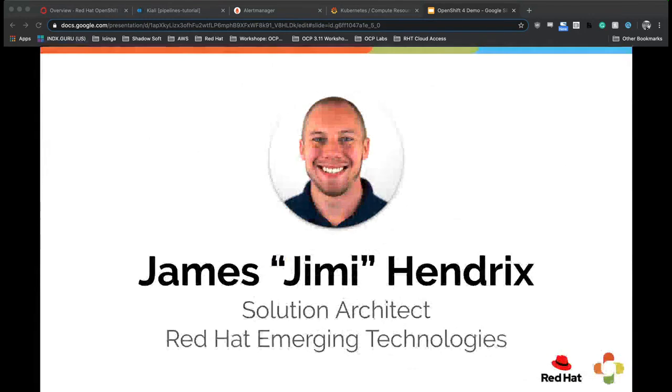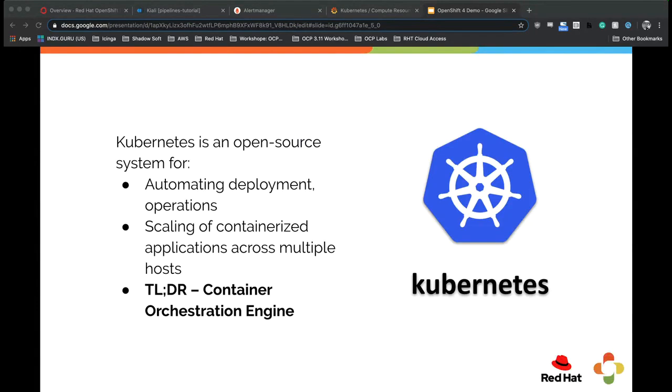My name is Jimmy Hendricks, James Hendricks formerly, but I go by Jimmy here around Shadowsoft. I'm a Red Hat solution architect around the Red Hat emerging technology stack, primarily OpenShift, Ansible, Satellite, all of those automation technologies that make life a little more livable. So we'll jump into that.